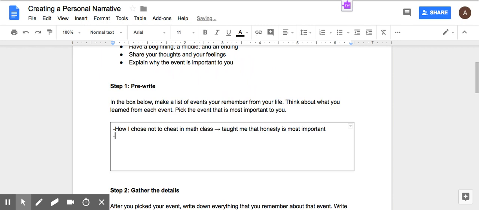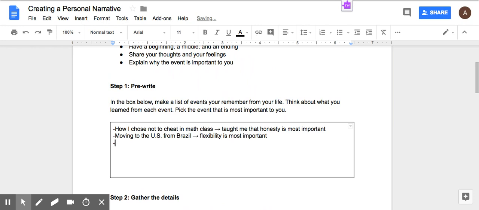I could choose about moving to the US from Brazil. And I could choose to write about that because that taught me that flexibility is most important. Flexibility, that means being able to change, being able to get used to new places, being able to say goodbye is important.